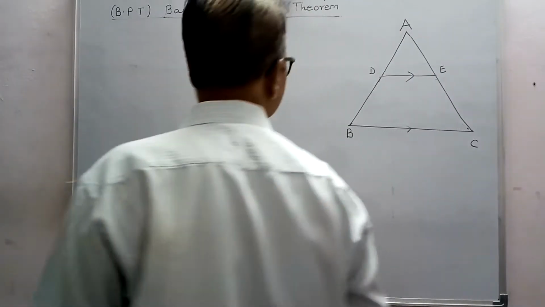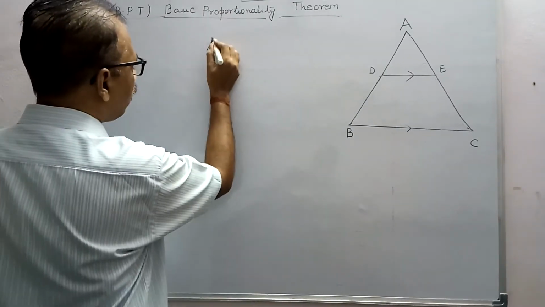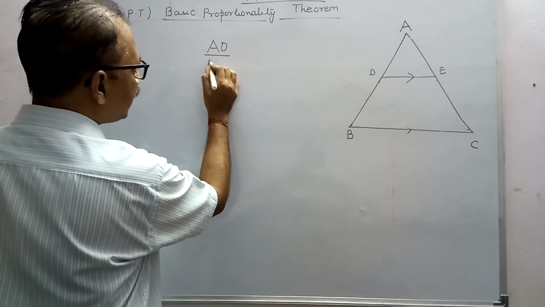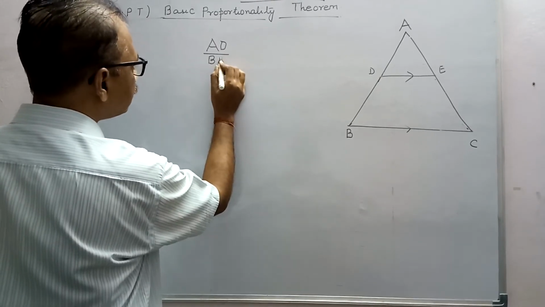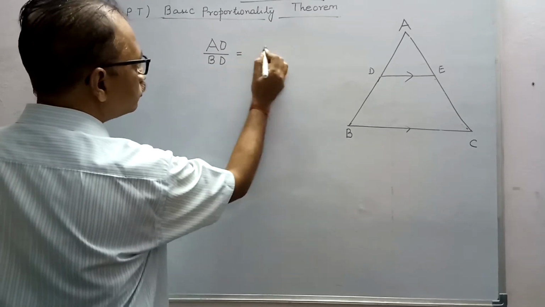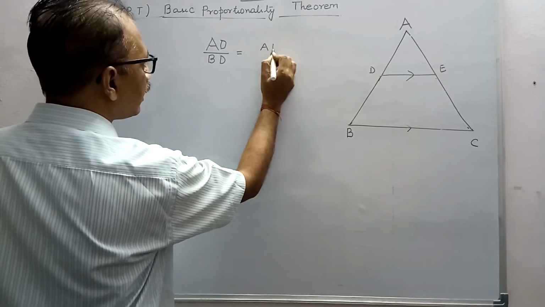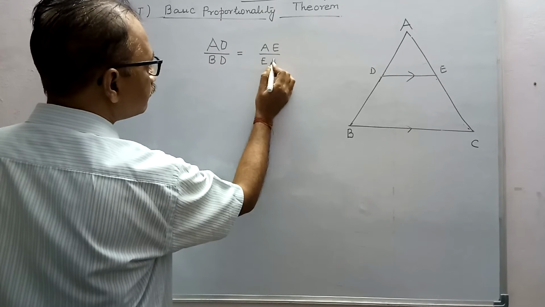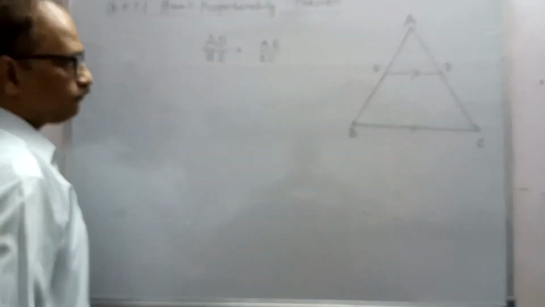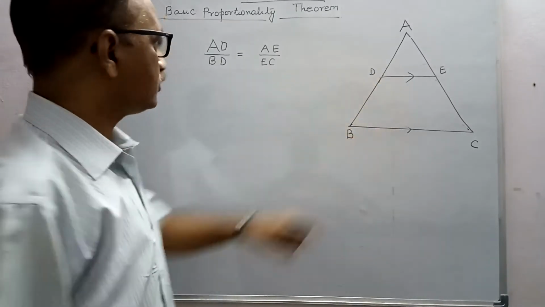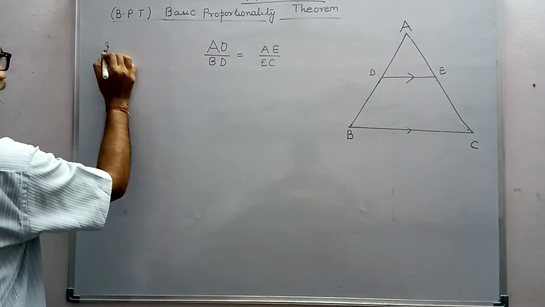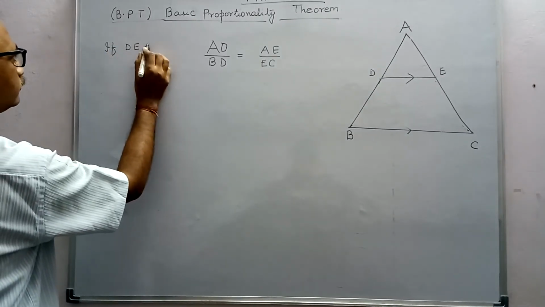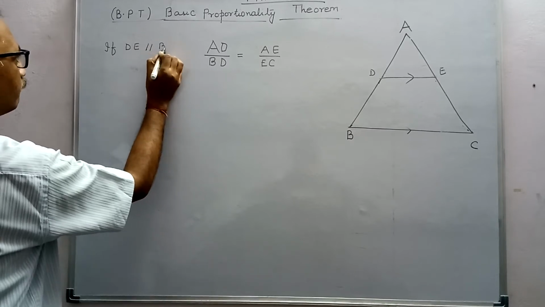That means AD upon BD is equal to AE upon EC, if DE is parallel to BC.